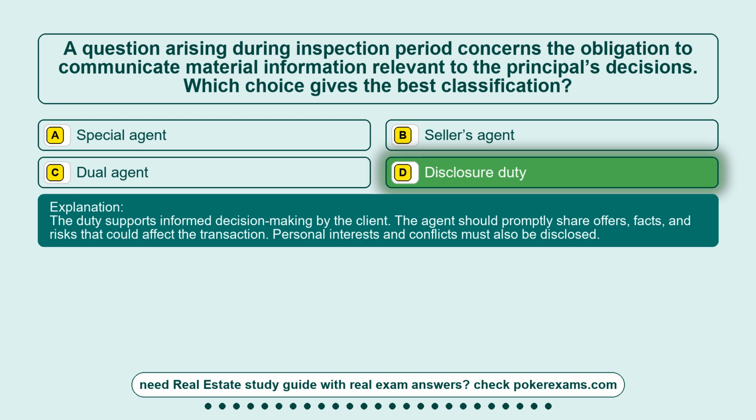The duty supports informed decision making by the client. The agent should promptly share offers, facts, and risks that could affect the transaction. Personal interests and conflicts must also be disclosed.